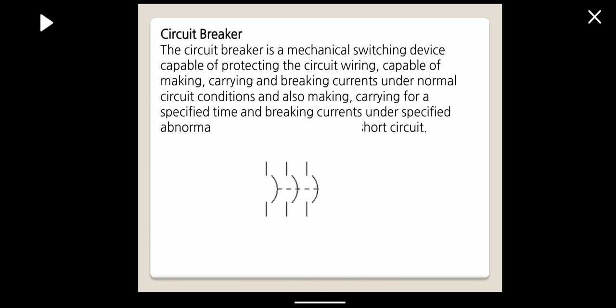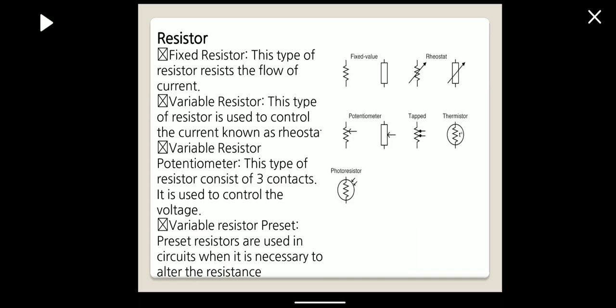Next is circuit breaker. So this is the symbol for the circuit breaker. A circuit breaker is a mechanical switching device capable of protecting the circuit wiring, capable of carrying and breaking current under normal conditions, and also carrying for a specified time and breaking currents under specified abnormal conditions, that means short circuit condition.